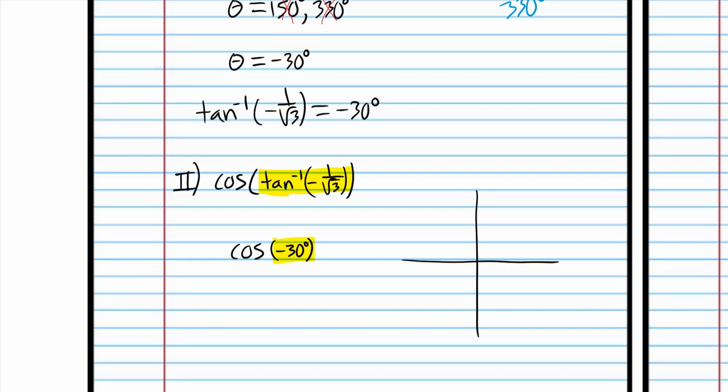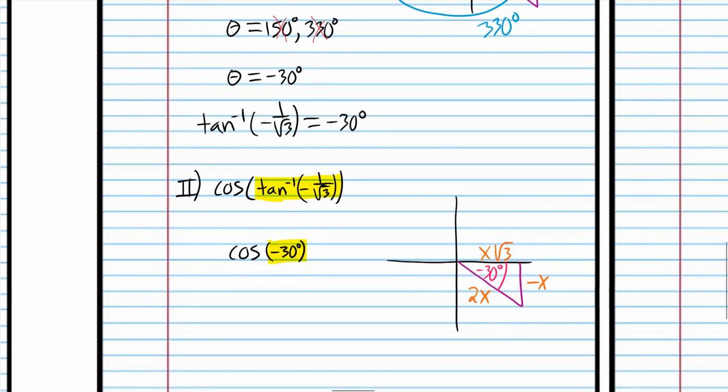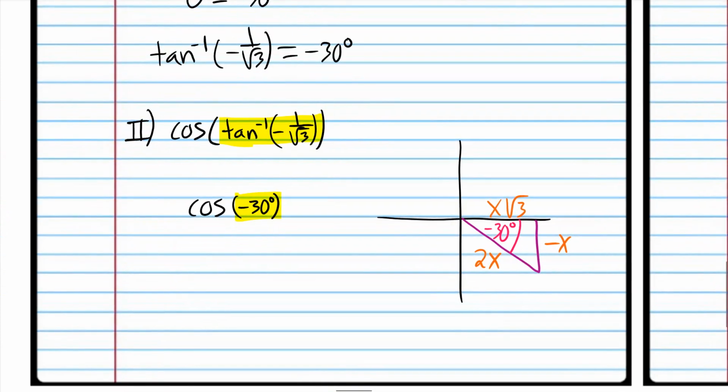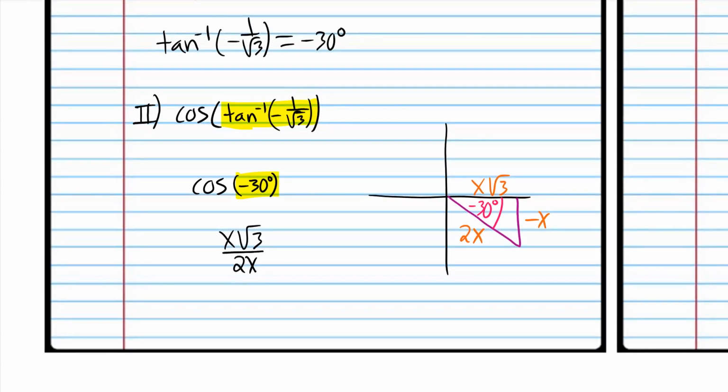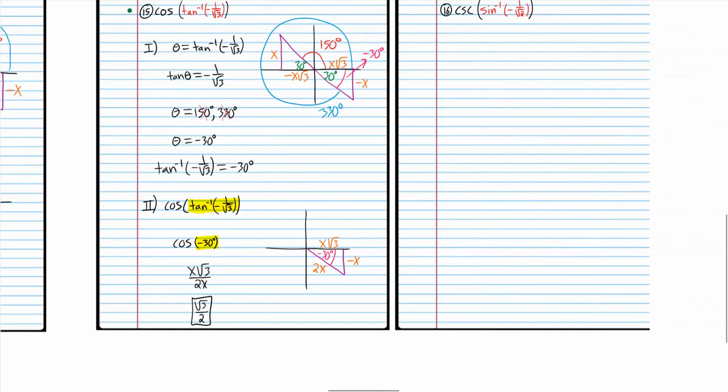So we're going to rotate down 30 degrees into the fourth quadrant. So that angle is negative 30, and this is obviously a 30, 60, 90 degree triangle. So cosine of negative 30 is the adjacent side over the hypotenuse. And so that simplifies to root 3 over 2. So there you go. If you got that right, excellent.